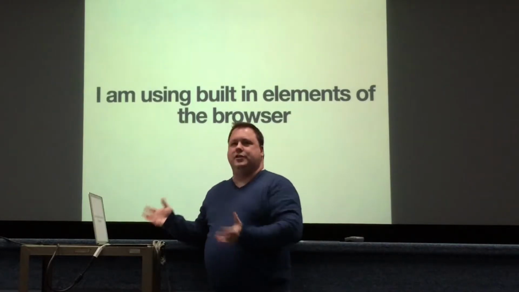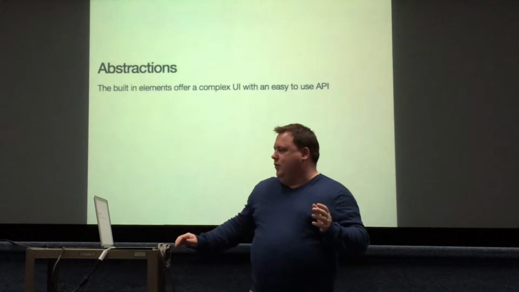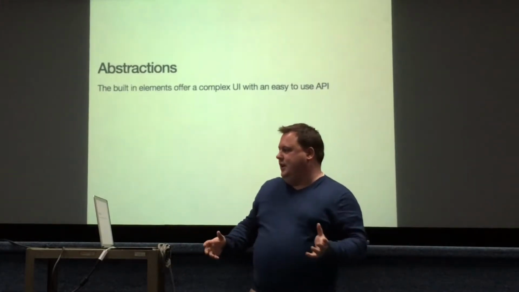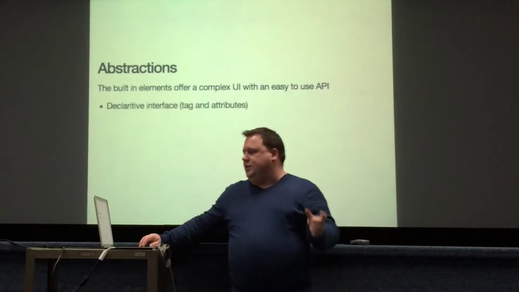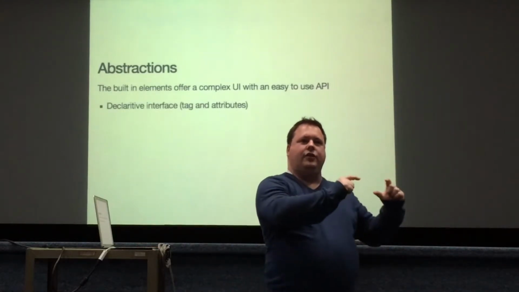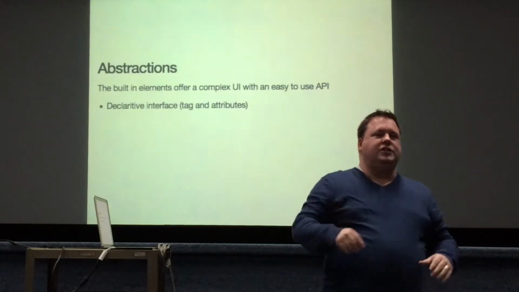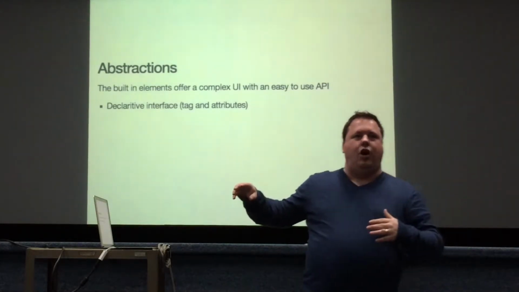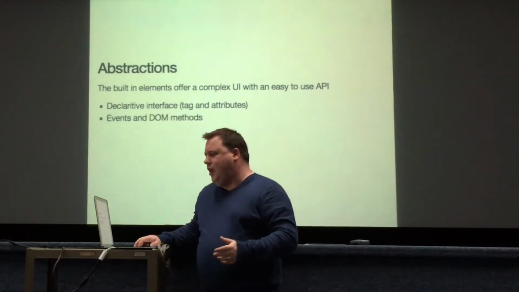Built-in elements of the browser are awesome to use because they have this abstraction. It's a complex UI with an easy-to-use interface. It's got this declarative thing. I just throw a tag on the page, say, this is a video. It's got a source or multiple sources. I want this to autoplay and I have controls. Really easy. You just literally write that out.